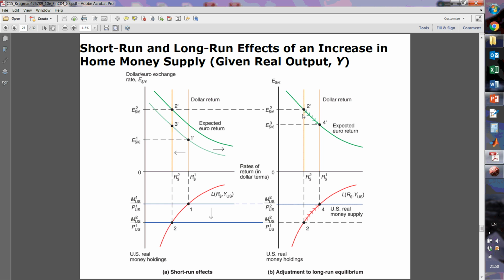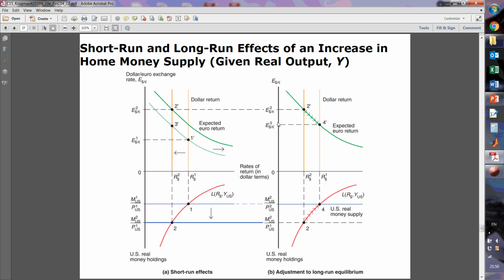In the meantime, this expected return line doesn't change at all. There's nothing changing about expectations. The expectations have already been adjusted immediately on the left-hand side of the diagram. So we're just shifting the equilibrium from the short run to long run position as the nominal exchange rate decreases, which of course here means appreciation of the dollar, decreases from level E2 to level E3.